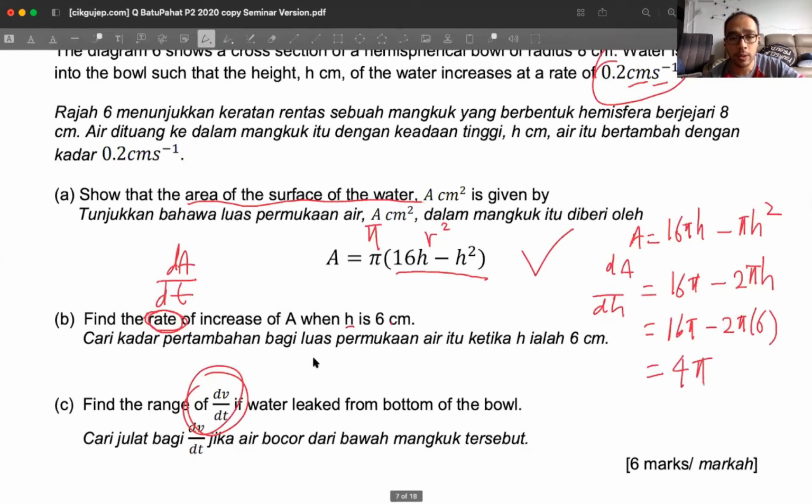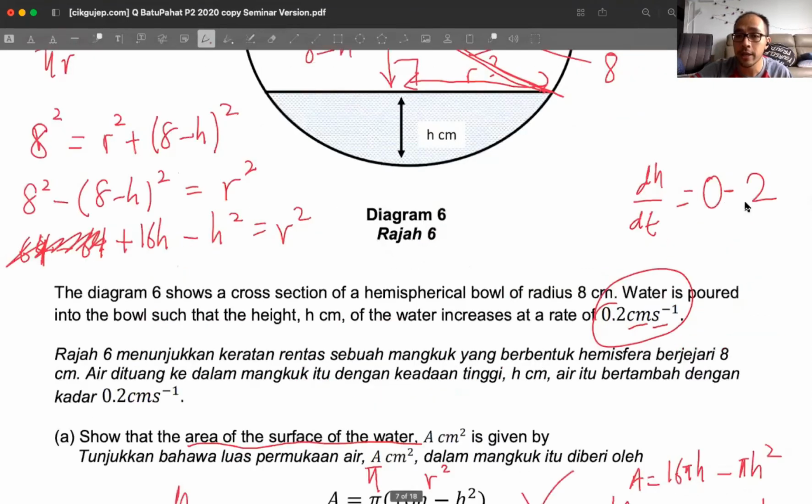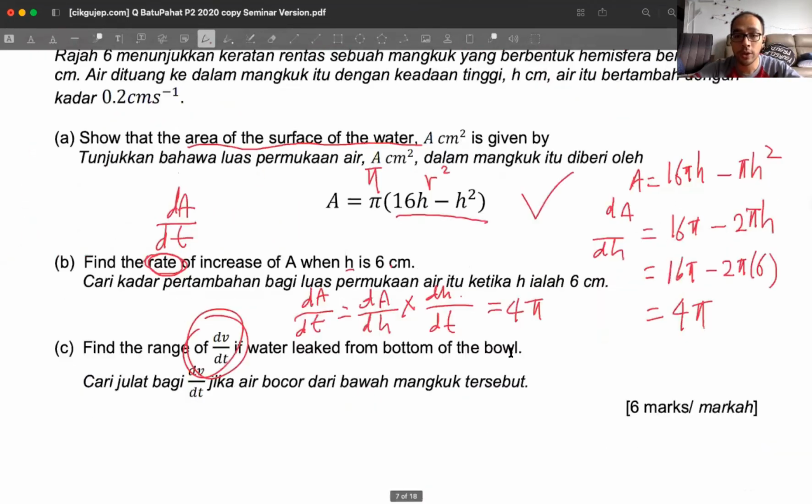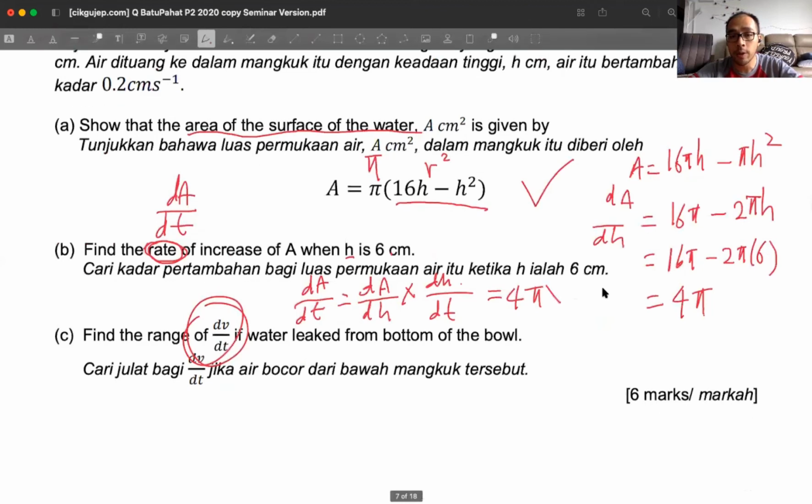Therefore, dA/dt, and when you answer this question, we have to use the chain rule. So we put dA on top and dt at the bottom, and what connects these two will be dh and dh. You know why we do this? Because we only have this information. We don't have dA/dt directly. So we use the chain rule. dA/dh is 4 pi, and dh/dt is already given earlier, 0.2. So we just multiply by 0.2.